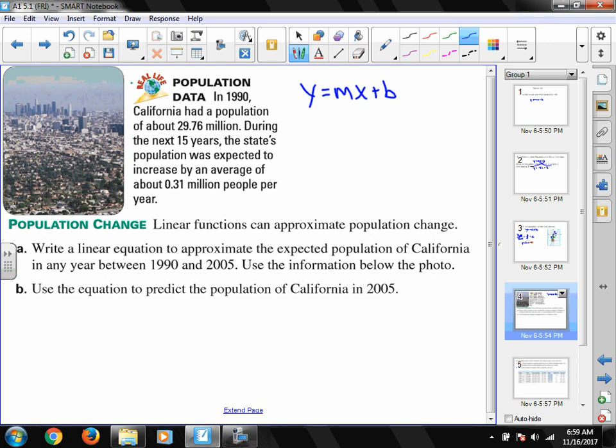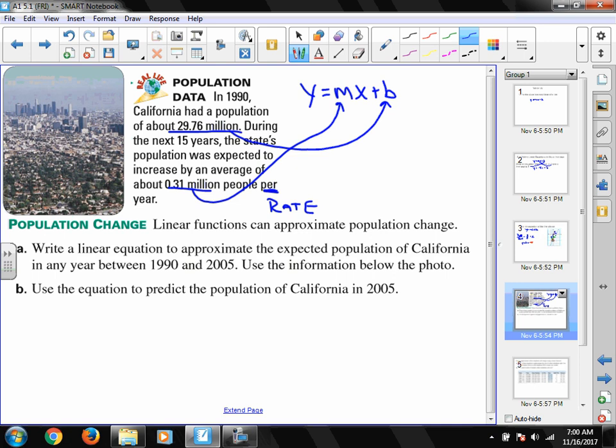So, if you see this word per or the word rate, those are going to be keywords to tell you that this number right here is going to be your slope. So you can plug that in. And now our y-intercept, you can think of it as the starting point of your graph. But where are we starting at in this particular situation? Well, we're talking about the population change. So the starting population that we have at year 0 is this 29.76 million. That is going to be our y-intercept.